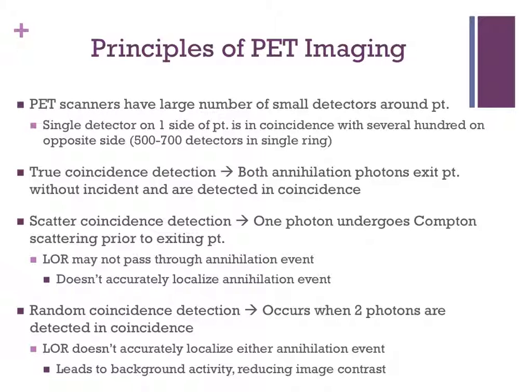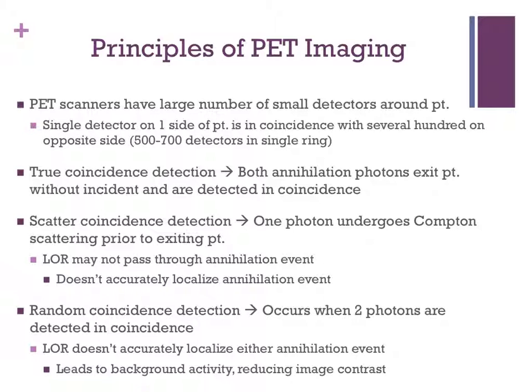Two small detectors on either side of the patient wouldn't collect many photons, so placement of a large number of small detectors around the patient is necessary to acquire high-resolution PET data in a reasonable amount of time. Take a look at figure 14.2 to see an example of a ring of detectors commonly found in modern PET scanners. A single detector on one side of the patient is in coincidence with several hundred detectors on the opposite side. There can even be as many as 500 to 700 small detectors in a single ring.